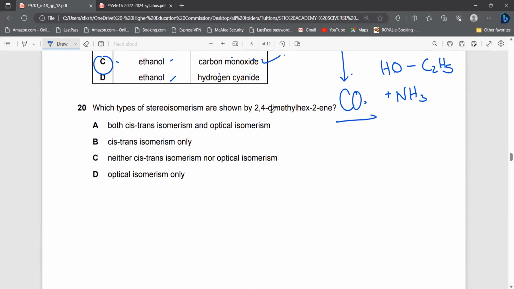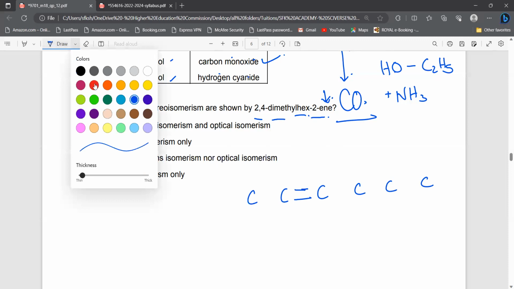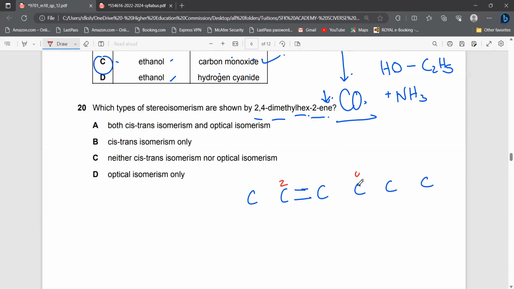Now, which type of stereoisomerism is shown by 2,4-dimethylhex-2-ene? Now, just look at this name. This name contains an alkene in it. So if it's an alkene, let's see how it would look. Now it's hex, so it has to be 6 carbons: 1, 2, 3, 4, 5, 6. Now it's 2-ene, so after the second carbon you have the double bond. Then you have 2,4-dimethyl, the second and the fourth. So second and then the fourth, we got two methyl groups.